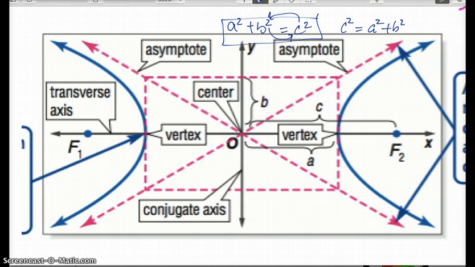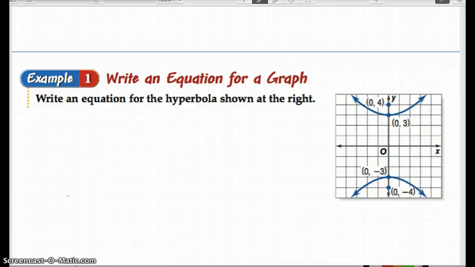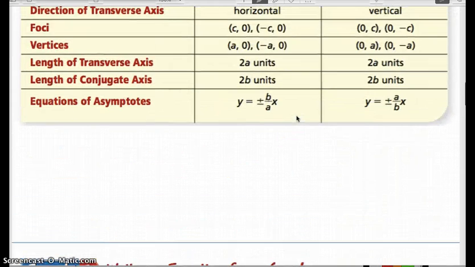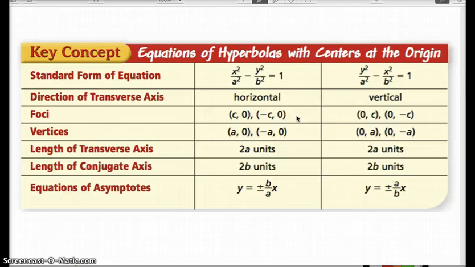All right, so I want you to keep that in mind, and we're going to go ahead and look at a couple of problems. The first example we have is example 1. We're going to write an equation for a graph. So given this graph, we need to write an equation for the hyperbola shown. Well, let's go back up to this chart. We didn't talk about it, but we should see it.